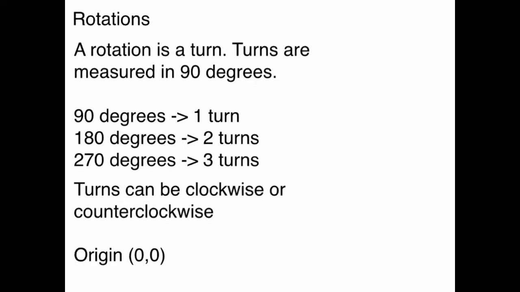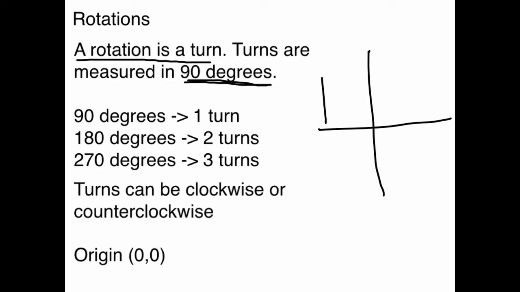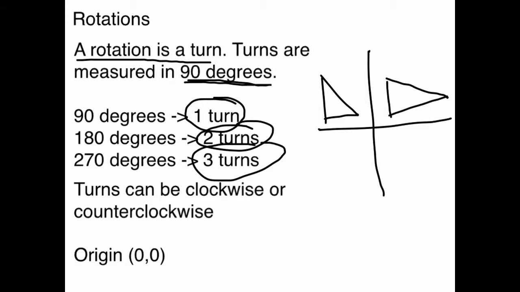All right, so a rotation is a turn. Turns are measured in 90 degrees. So that means if I have, let's say, this triangle, and I want to rotate it, it might end up looking something like that based on my degree turns. If a problem is asking you to turn your figure 90 degrees, that just means one turn. 180 degrees is two turns. 270 degrees is three turns. Turns can be clockwise or counterclockwise.